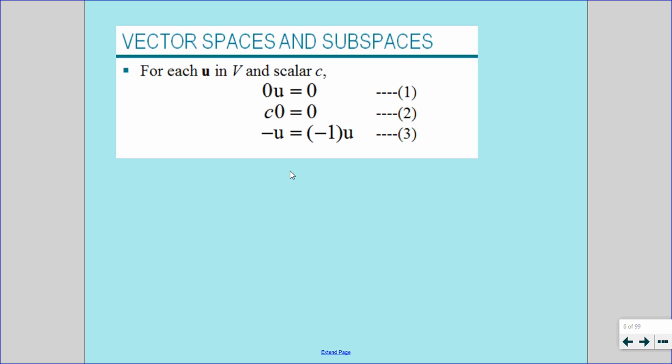Also, as a result of this, you get the following properties: multiplying a vector by 0 yields the 0 vector. Multiplying a scalar by the 0 vector, you get the 0 vector. And scalar multiplication by -1 is the same as -u, which is the vector in the opposite direction. So these are all true for every vector.